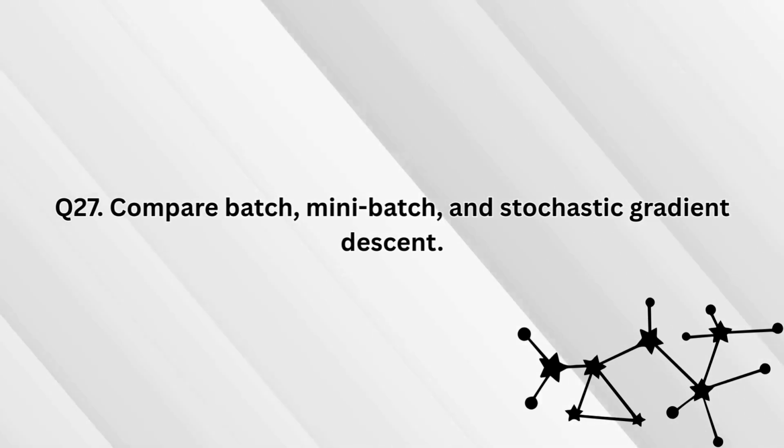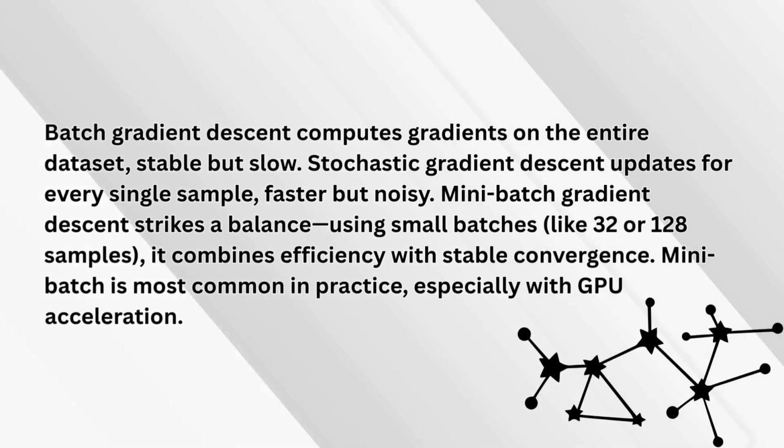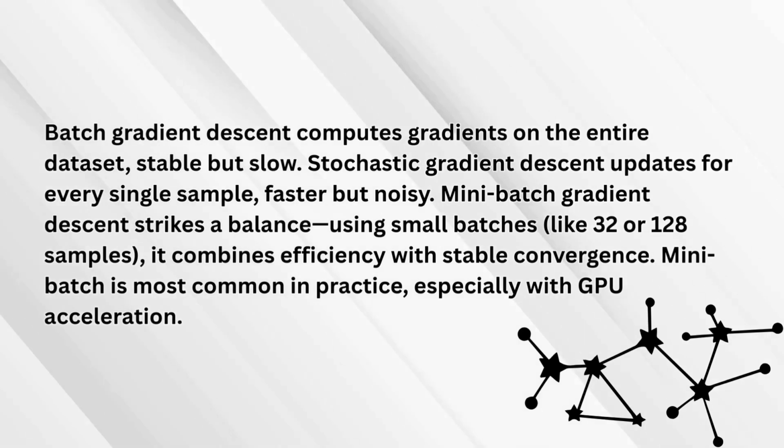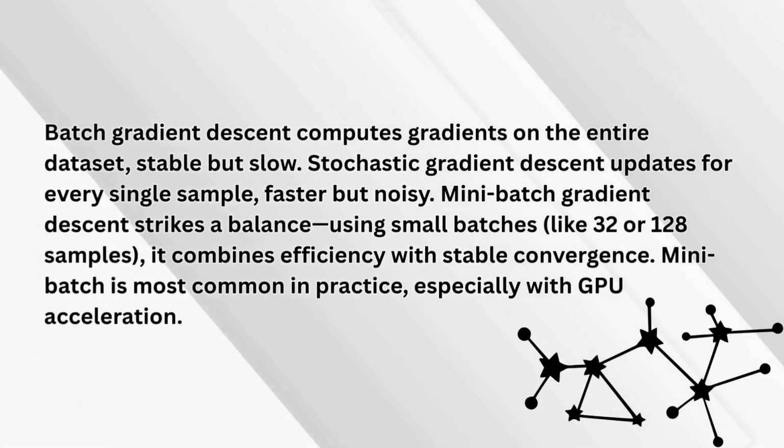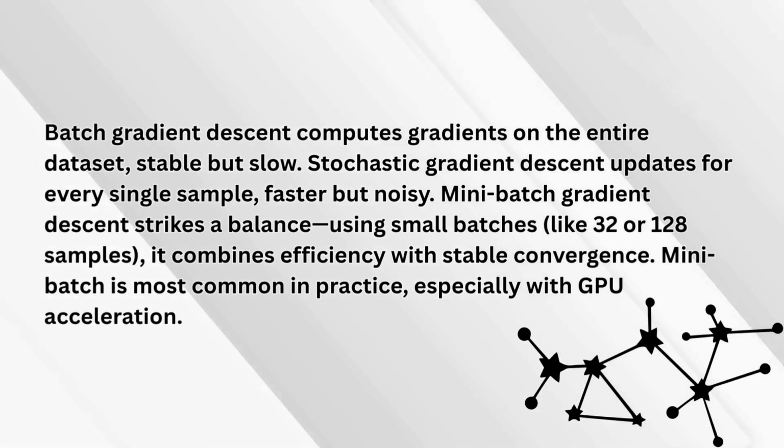Compare batch, mini-batch, and stochastic gradient descent. Batch gradient descent computes gradients on the entire dataset, stable but slow. Stochastic gradient descent updates for every single sample, faster but noisy. Mini-batch gradient descent strikes a balance. Using small batches, like 32 or 128 samples, it combines efficiency with stable convergence. Mini-batch is most common in practice, especially with GPU acceleration.